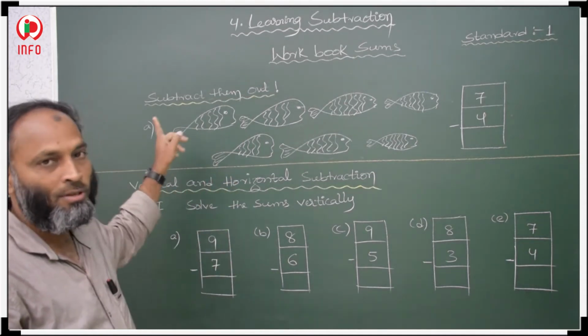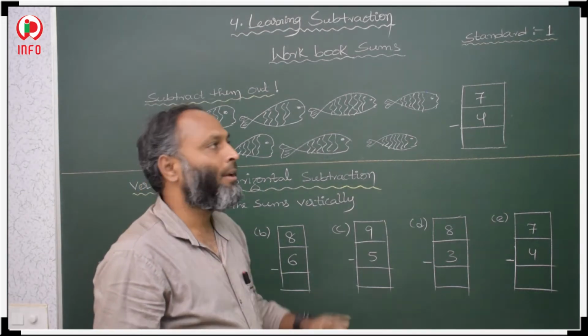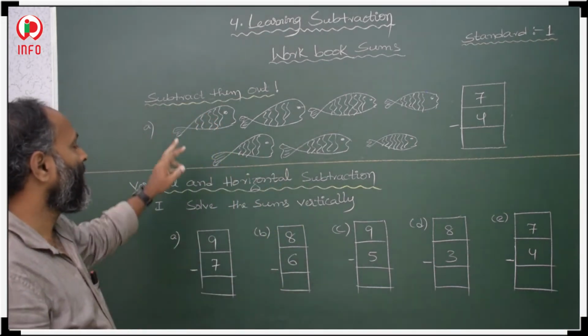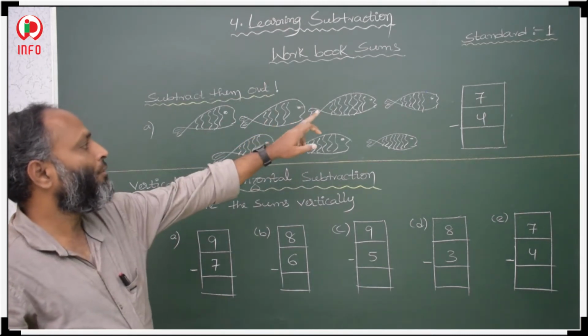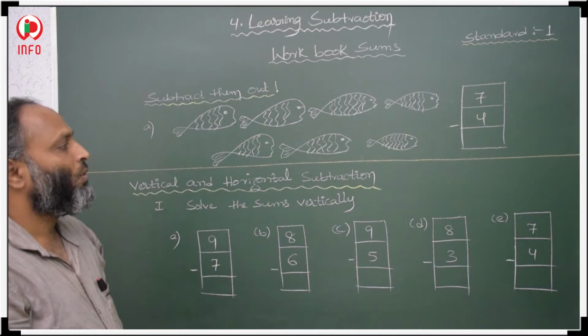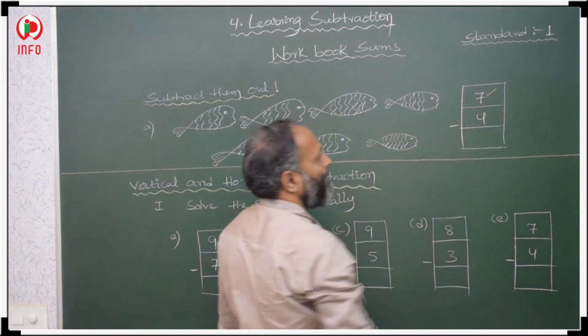So this is the first question. One more question is there. That question you have to do as your home assignment. So first you check this one. Here some fishes were given. 1, 2, 3, 4, 5, 6, 7. Total 7 fishes were there.